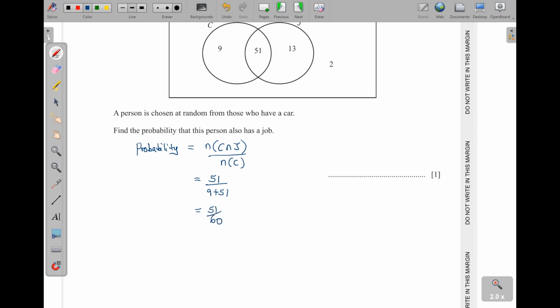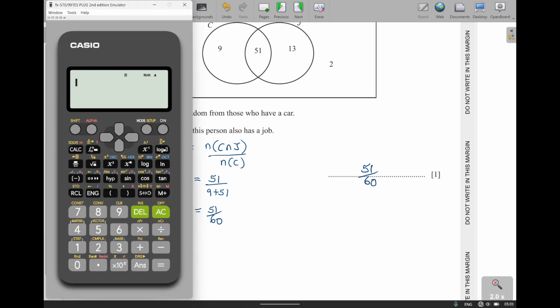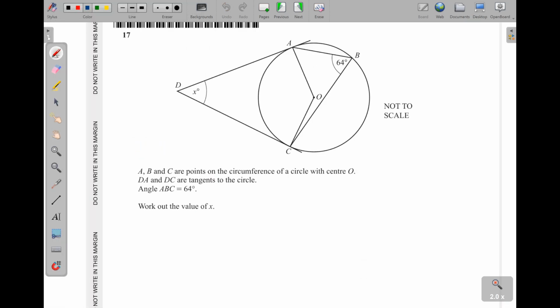So you just write that, 51 over 60. Can it be simplified? Let's check. 51 divided by 60. Yes, 17 over 20, which is 0.85. So you can write 17 over 20, you can write 51 over 60, you can also write 0.85. All are correct.